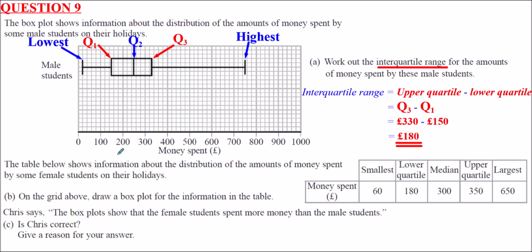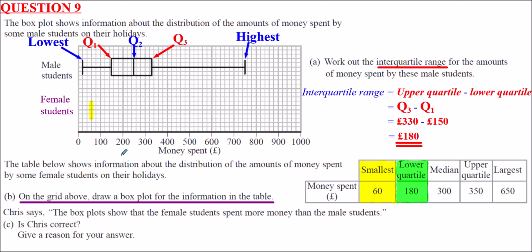For part B, we need to do our own box plot. So we're going to do a box plot now of the amounts of money spent by some female students. So lowest, lower quartile, median, upper quartile, and largest. We've got our 5 pieces of information here to put onto the box plot straight away. So first of all, let's just label this female students. The smallest value is 60, so we do a vertical line at 60. So first of all, that's our first line.